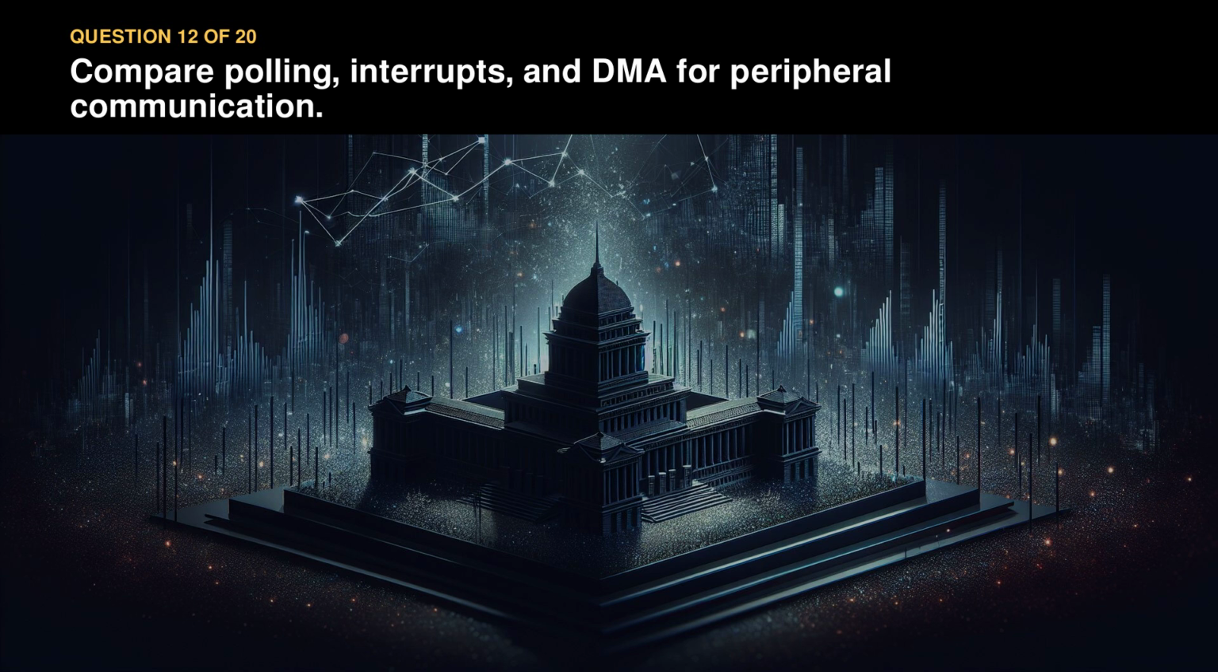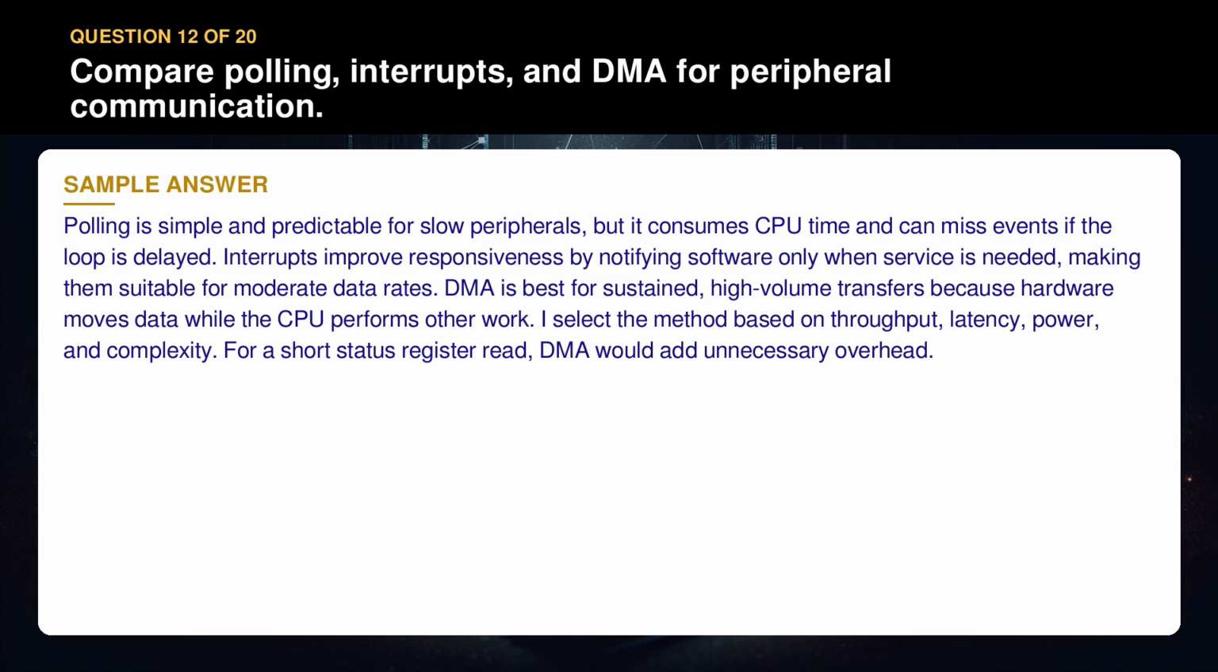Question 12. Compare polling, interrupts, and DMA for peripheral communication. Polling is simple and predictable for slow peripherals, but it consumes CPU time and can miss events if the loop is delayed. Interrupts improve responsiveness by notifying software only when service is needed, making them suitable for moderate data rates. DMA is best for sustained, high-volume transfers because hardware moves data while the CPU performs other work.